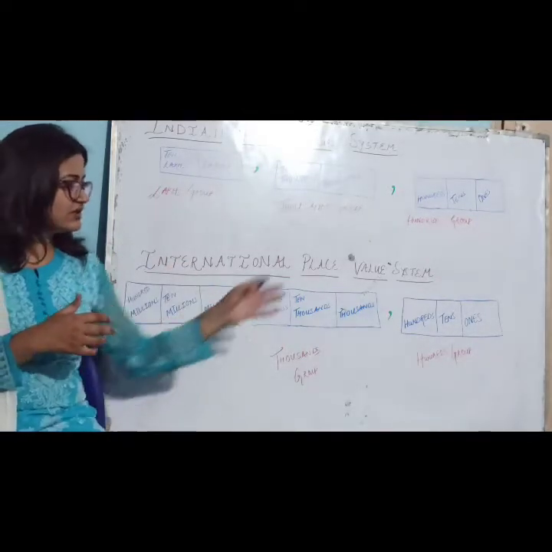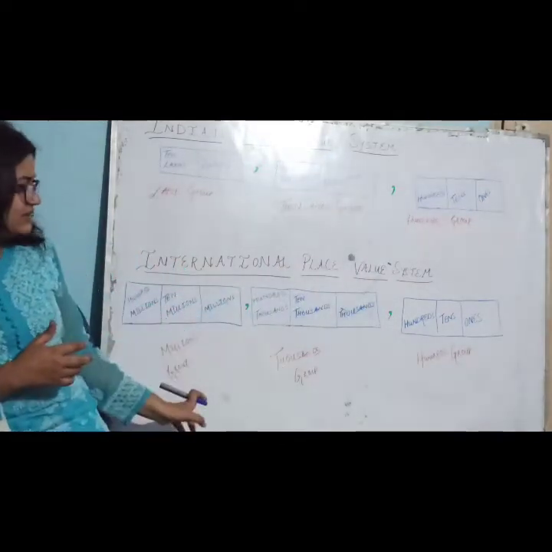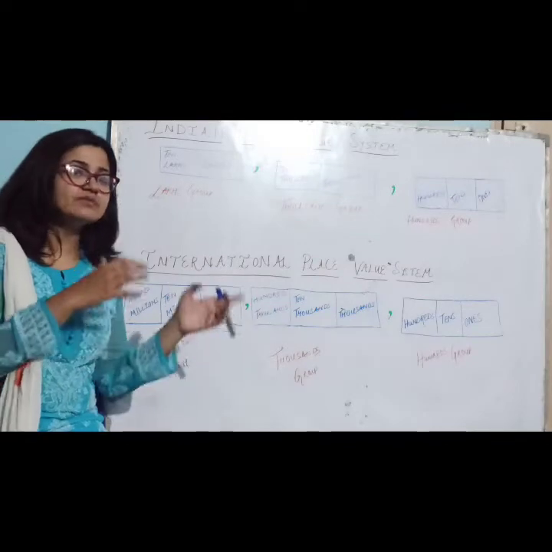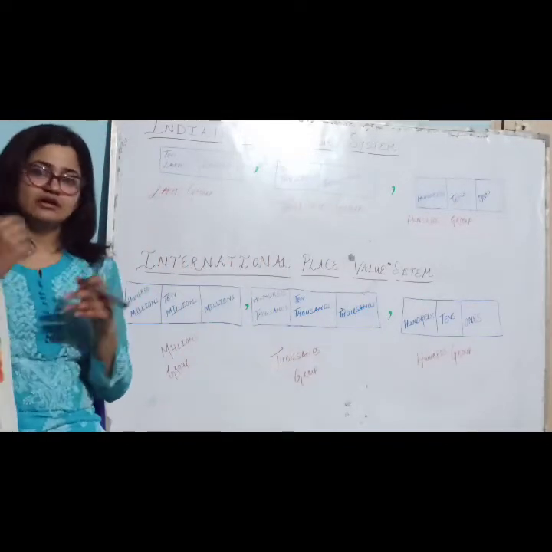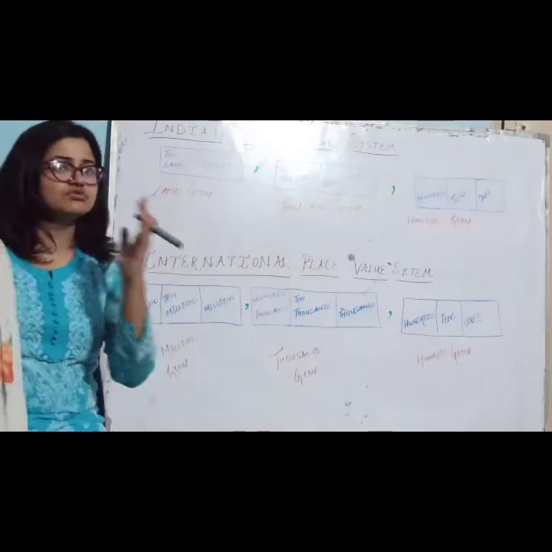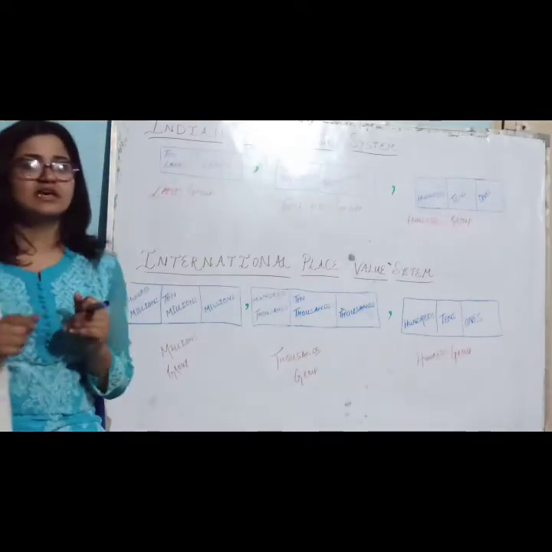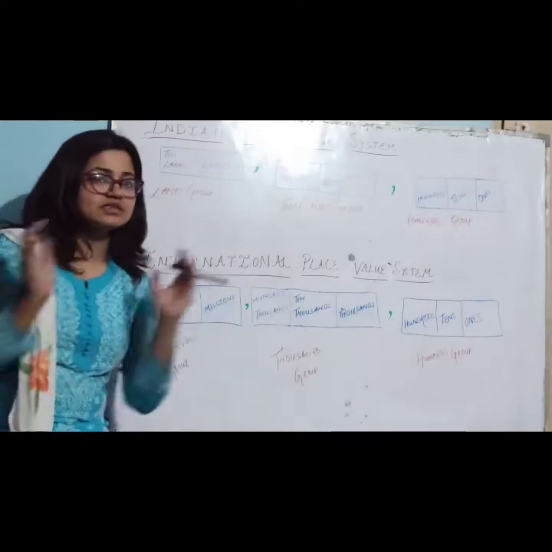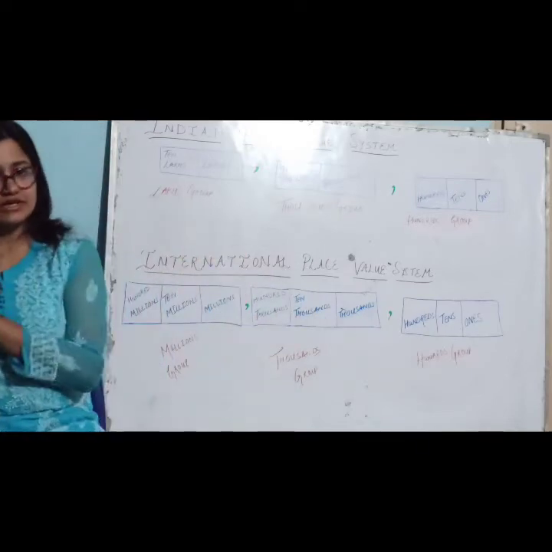So there are also 3 groups: hundreds group, then thousands group and millions group. In international, we are arranging 3 digits, 3 digits and 3 digits. Now let us differentiate both of them together. In Indian, we have 3, 2, 2: hundreds, thousands, lakhs. In the international system, we have 3, 3, 3: hundreds, thousands, millions.